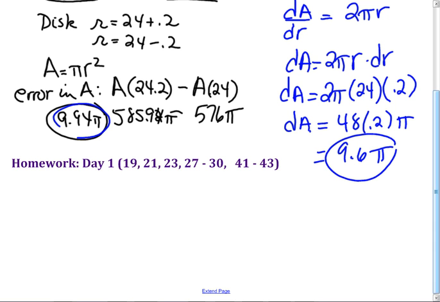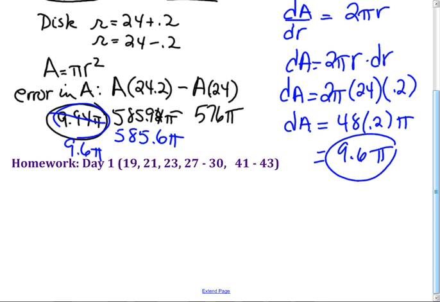What is it? Oh, it's better than that. 585.6 pi minus 576. Darn. I'm sure there's some decimals out there that aren't the same, but that's really close.